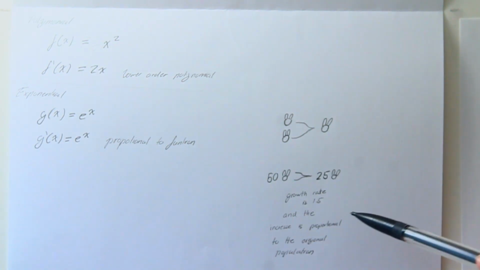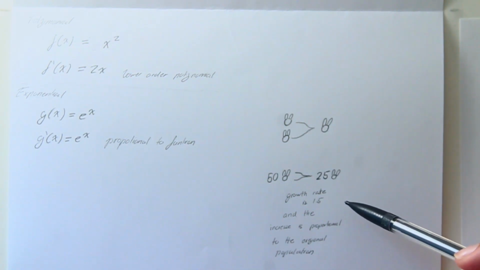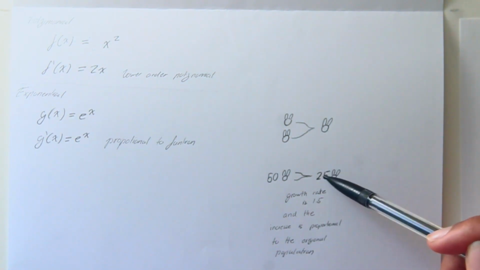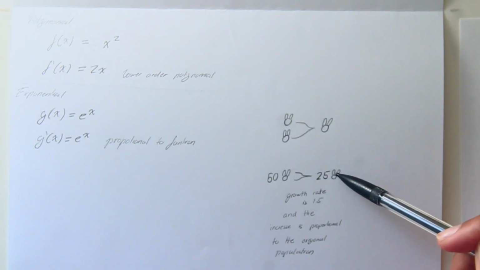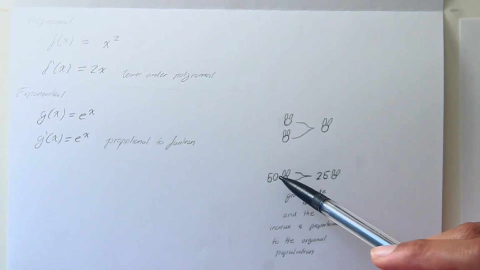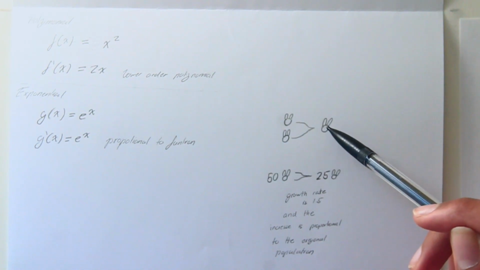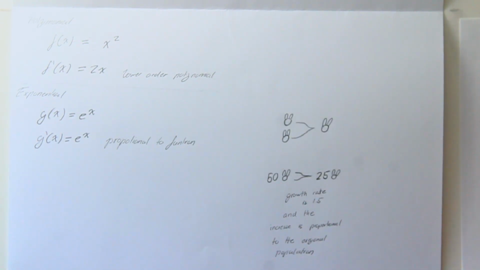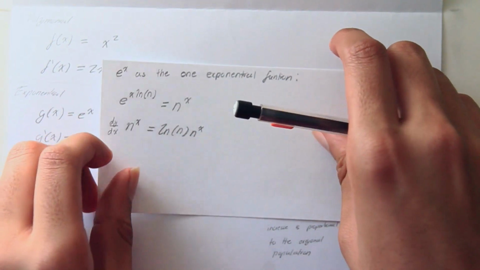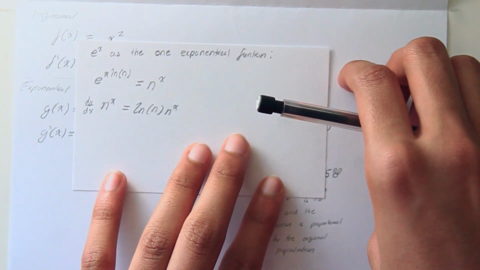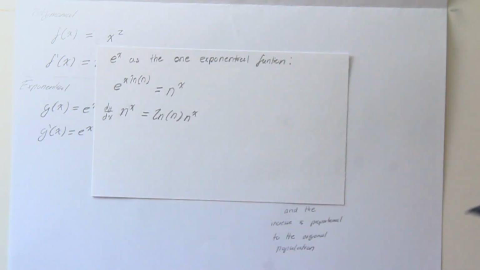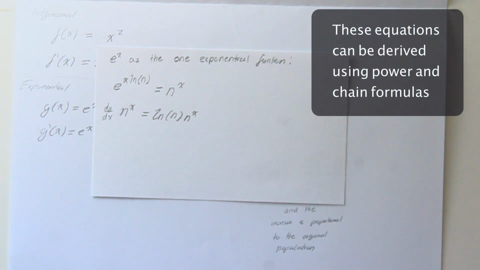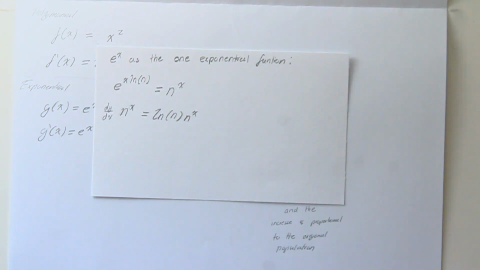So our growth rate here is 1.5, and we can see that the increase in population is proportional to the original population. Our increase in population is going to be dependent on the original population that we did have. So because of this, we can sort of define e as the one exponential function. All other exponential functions can be written in terms of e.